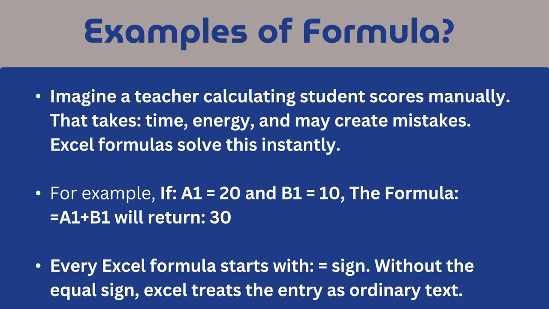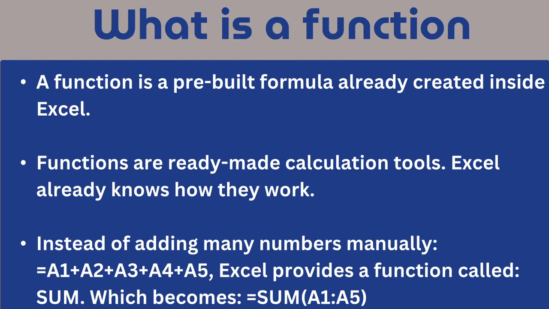Every Excel formula starts with the equal to sign. So take note of that. This sign, the equal to sign, is very, very crucial in every Excel formula. Without the equal sign, Excel treats the entry as ordinary text. So if you don't apply the equal to sign, and you write just A1 plus B1, the value you'll be seeing is A1 plus B1. It will take it as a string. But when you put the equal to sign, Excel understands that you are talking about a formula.